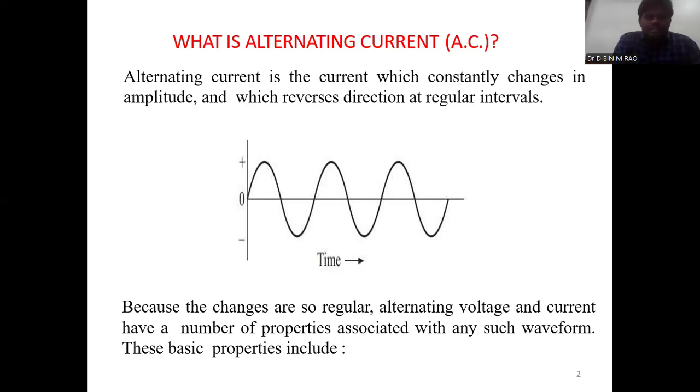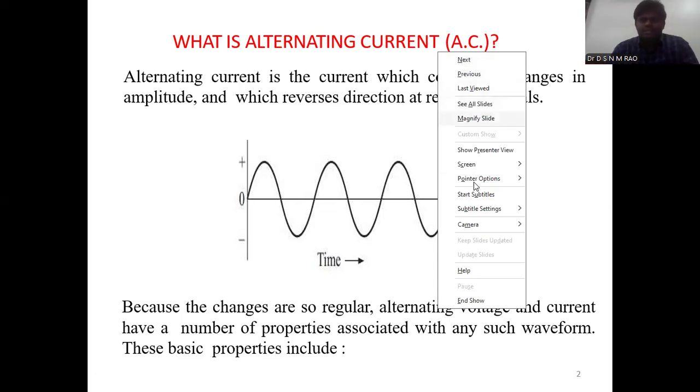Alternating current is nothing but AC current. AC current is the current which constantly changes its amplitude as well as direction, reversing the direction at regular intervals of time or periodically. Whereas DC current consistently flows in only one direction, or unidirectional current. This is the main difference between AC current and DC current.